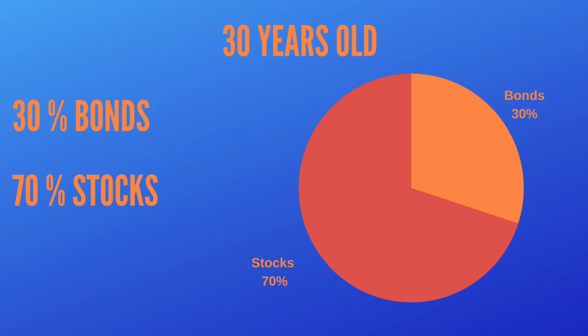If you're 30 years old, you will put 30% of your investment money into bonds and 70% into stocks. Stocks are more volatile than bonds, but they will give you a higher return. People that want to risk less will go into bonds because they're safer. The higher the risk you're willing to take, the higher the return.